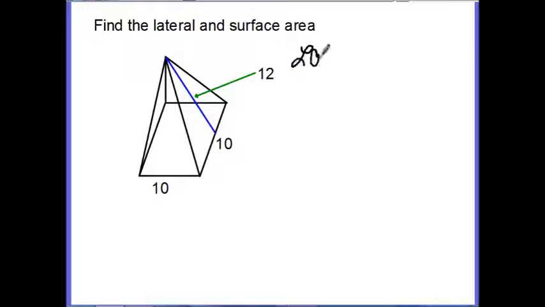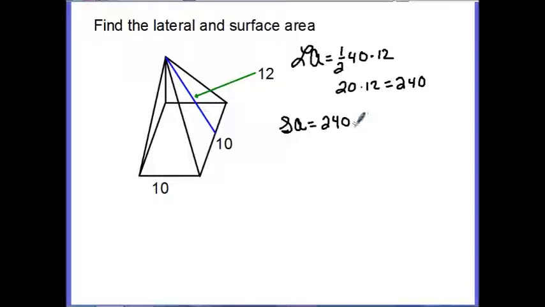The lateral area is going to equal 1/2 the perimeter of the base, 10, 20, 30, 40, times the slant height. The height of the slanted triangle, which they gave us, is 12. Half of 40 is 20, and 20 times 12 is going to end up giving us 240. Now the surface area. The surface area is going to be the lateral area, 240, plus the area of the base, length times width, 10 times 10, which is 100. So the surface area is going to be 340.